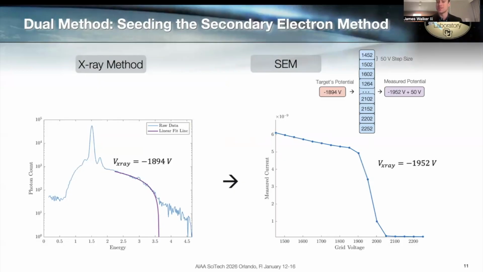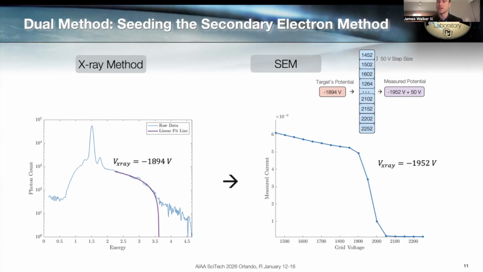The issue with the X-ray method is it's not incredibly accurate. With a decent calibration of our equipment, we can get the measurement to reliably fall within 200 to 300 volts for the scenarios that we've tested. So we get this estimation from the X-ray method. We know the target potential is within 300 volts of that, so we feed that into the voltage sweep of the secondary electron method and do a sweep around the estimation, plus or minus 300 volts.